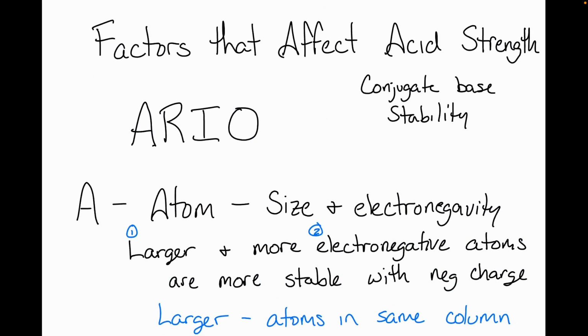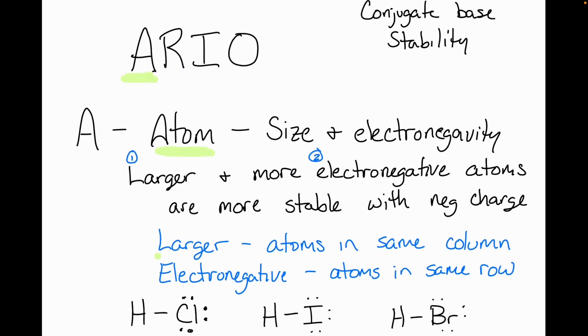Okay, so again, in our acronym ARIO, the A is for an atom, and in particular the size and the electronegativity of an atom. The larger the atom, the more stable it is holding a negative charge. So this is a factor that we're going to consider for atoms that live in the same column. And the more electronegative the atom is, the more stable it is with that negative charge. And this is a rule we'll apply for atoms in the same row.